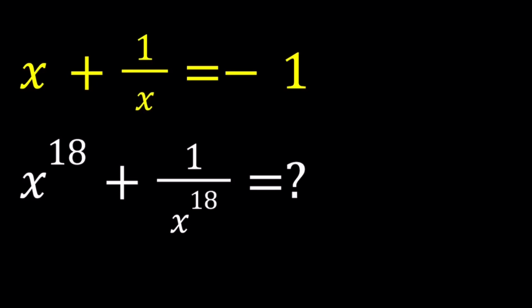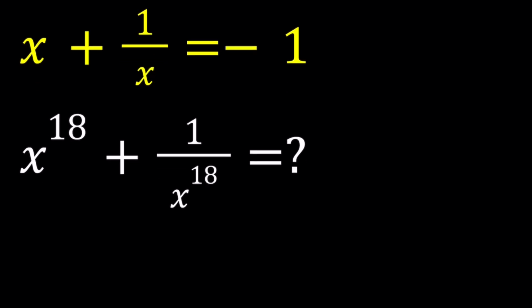Hello everyone. In this video we're going to be dealing with an algebraic expression. We have x plus 1 over x equals -1, and we're going to evaluate x to the power 18 plus 1 over x to the power 18. I'll be presenting three methods, even though the first one will be incomplete, and you'll see why.